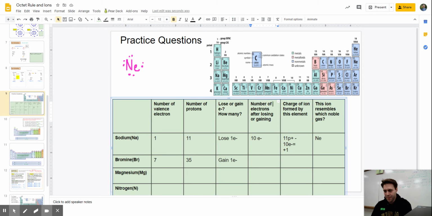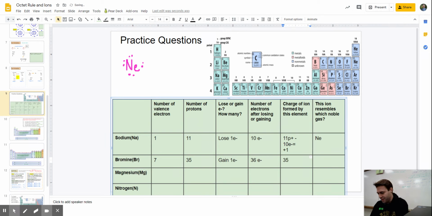No, that's right. Number of electrons after gaining or losing. So it's going to gain 1, right? So if you have 35 protons and you're neutral, then you have 35 electrons. But if you gain 1 electron, now you just add 1 more, you have 36 E minuses. Okay? Now what's the charge?